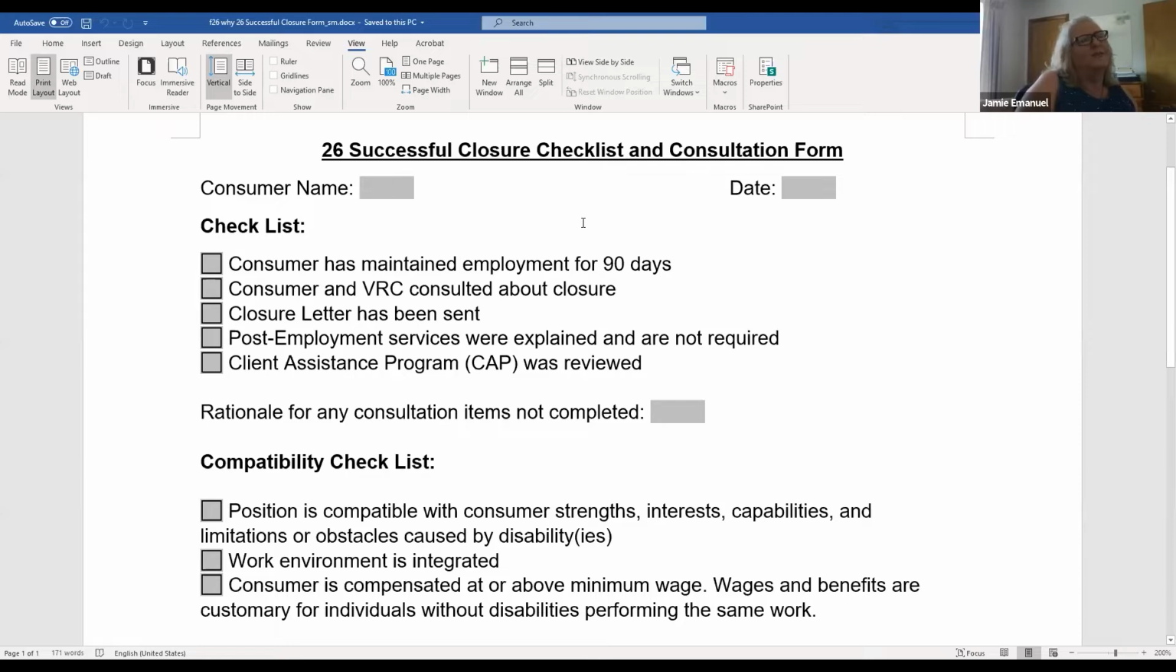It's got 26 up there, which you could probably take off if you wanted to, because I know we don't go by case file status codes. Yeah, that just dated me a little bit.